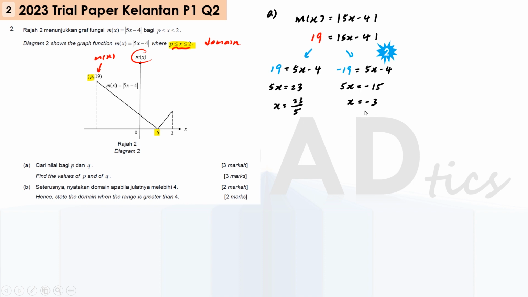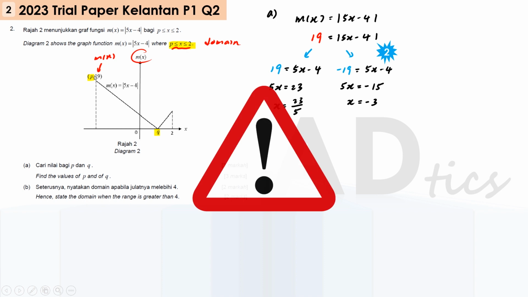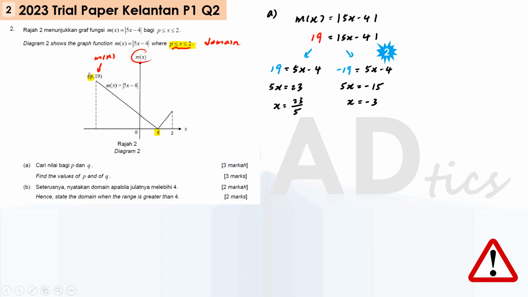So we have two answers here, but there would be only one value of P. It cannot be two. The reason is that the x coordinate here should be a negative value, correct? So we need to reject this one, because it is positive, and accept the one which is negative. So our value of P is minus 3.